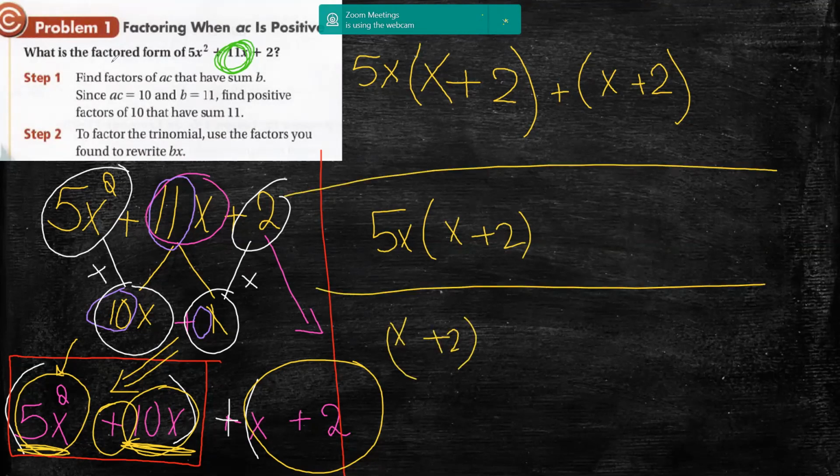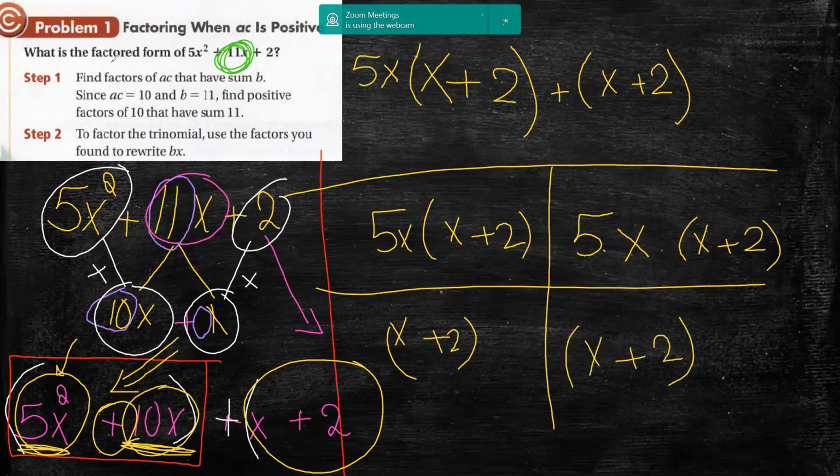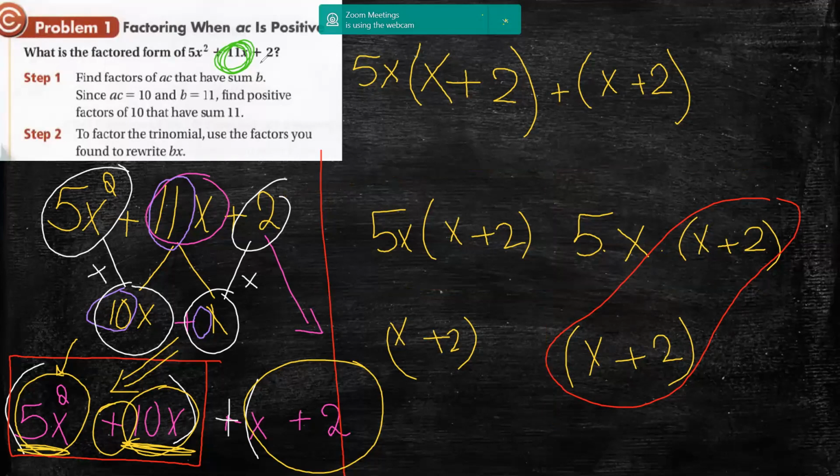Now, after this step, once you find the GCF, we rewrite it. Then let's find another GCF in the next step. Here we have 5x times x plus 2, and here we have x plus 2. So let's factorize them. We have 5 times x plus 2, and the second one, we have x plus 2 only. So what are the common factors here? They are x plus 2 only. Okay?